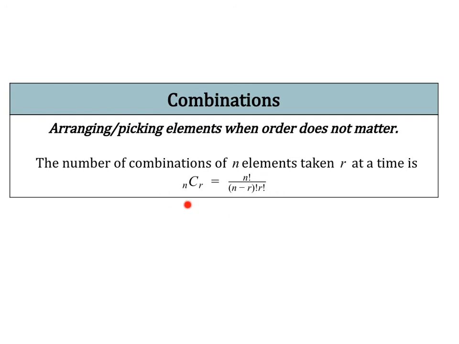So the formula to find the number of combinations of n elements taken r at a time looks almost the same as the permutation formula, except we have this additional r factorial in our denominator. And this will take out pretty much all of the repeats that you get when you're doing permutations, because now they don't care what order it's written in. As long as it's the same 3 or 5 elements, it's only counted once.